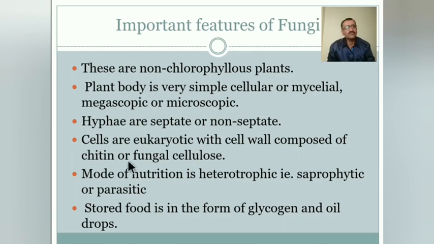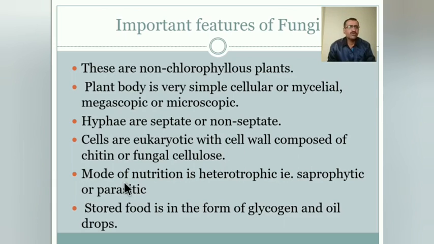In some cases, they are made up of fungal cellulose. They may be made up of chitin, also pronounced chitin; both are the pronunciations. Fungal cellulose is another chemical, and from that cellulose the cell wall of the fungi is made.